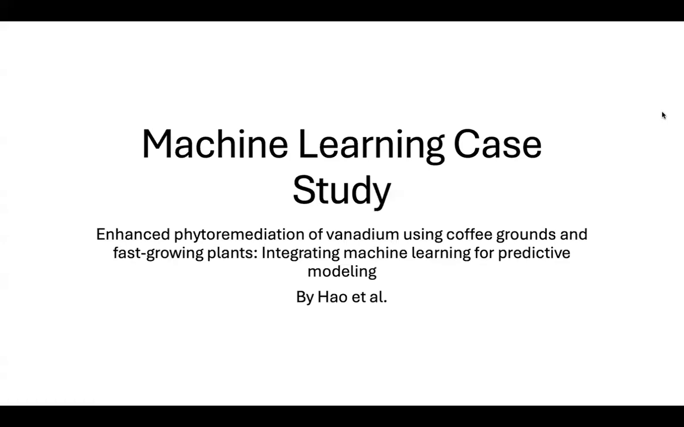Welcome to this machine learning case study. Today we're going to be talking about the paper titled Enhanced Phytoremediation of Vanadium Using Coffee Grounds and Fast-Growing Plants, Integrating Machine Learning for Predictive Modeling.